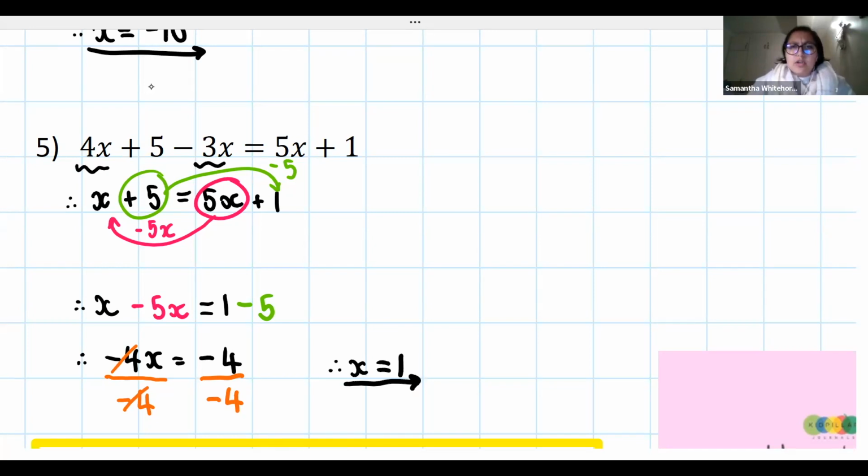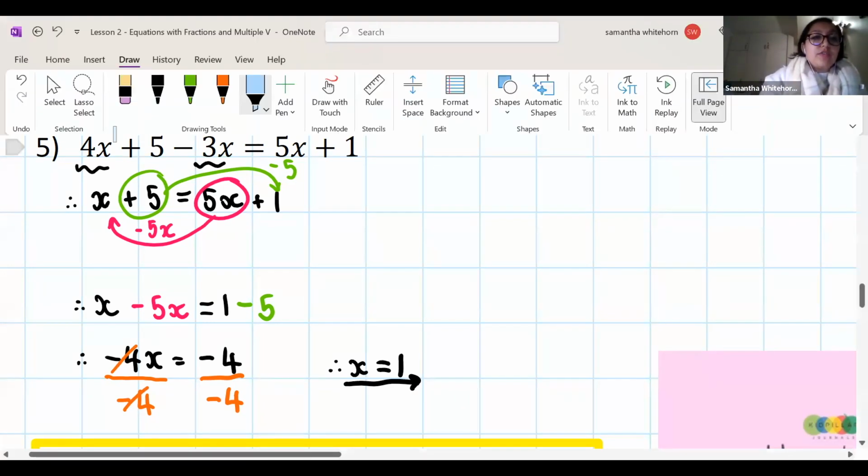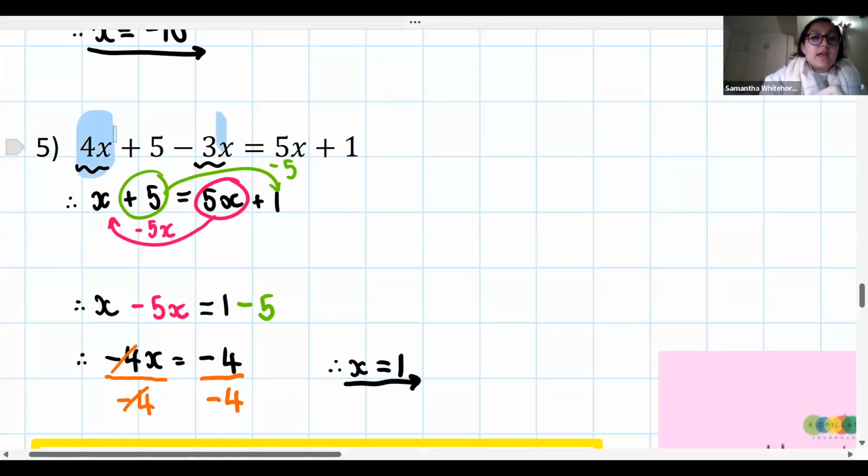Alexander, what happened to the 4? I'm not sure which 4 you're talking about. If you are referring to this coefficient of 4, remember 4x and negative 3x are like terms. So 4x minus 3x gives me x. And so by adding the like terms, I just get x. I hope that makes sense.